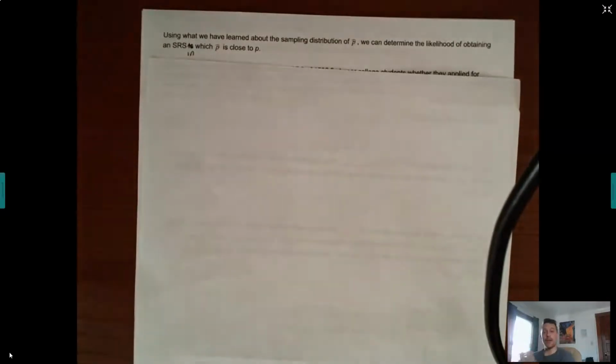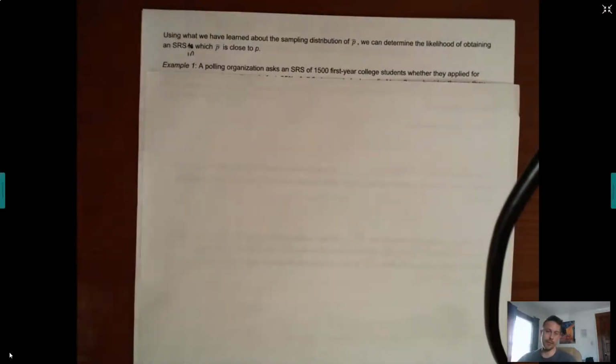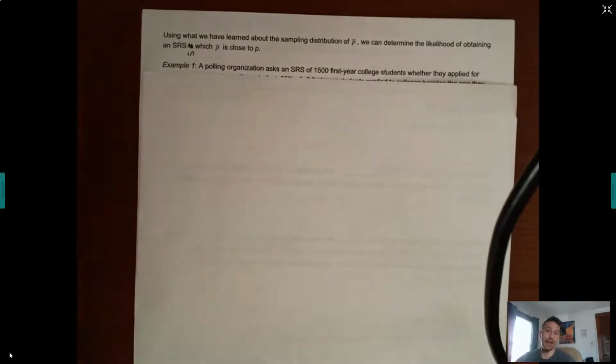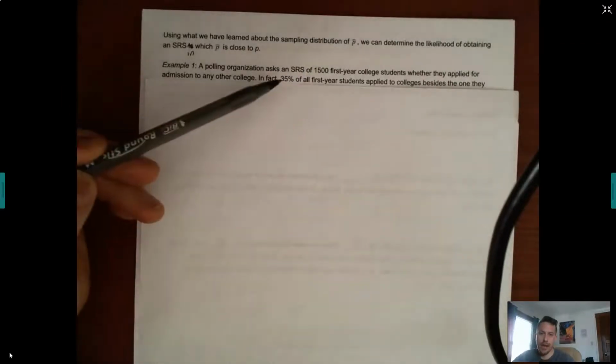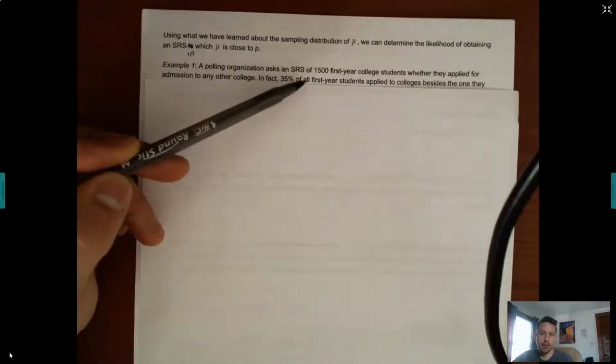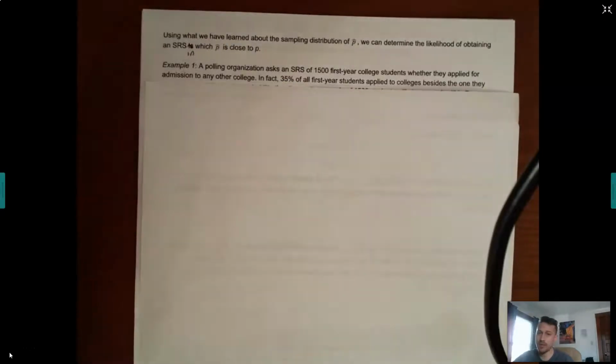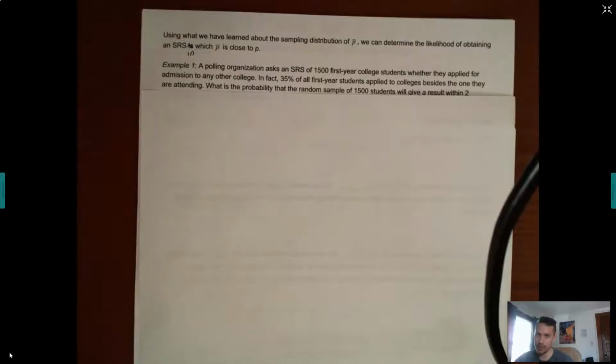So we're going to be finding probabilities that I take a sample and it is close to the actual proportion for the whole population. All right. So, first example. A polling organization asked an SRS of 1,500 first-year college students whether they applied for admission to any other college. So, basically, whether they applied to any other college, right? In fact, 35% of all first-year students applied to colleges besides the one they're attending. So, basically, applied to more than one.